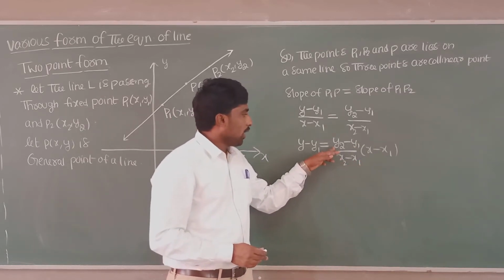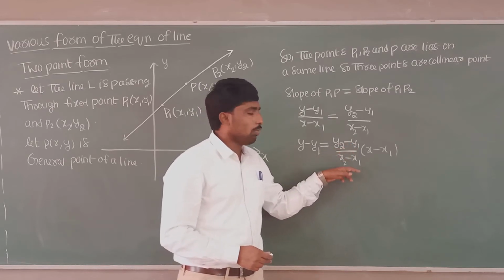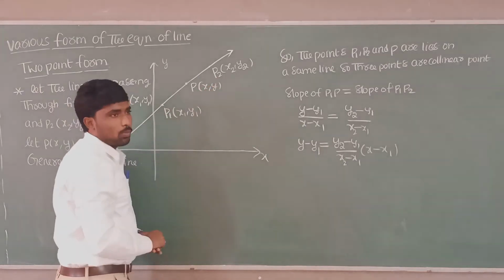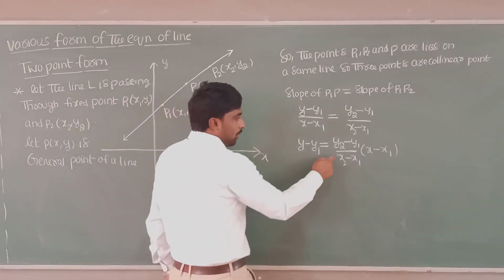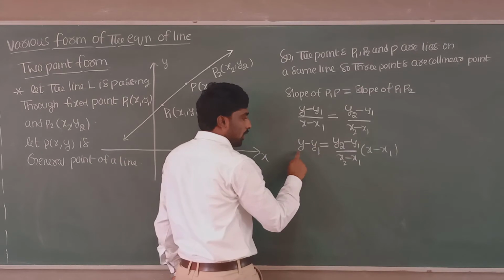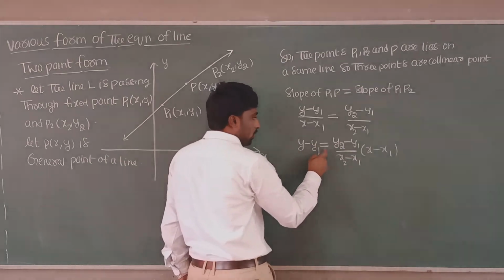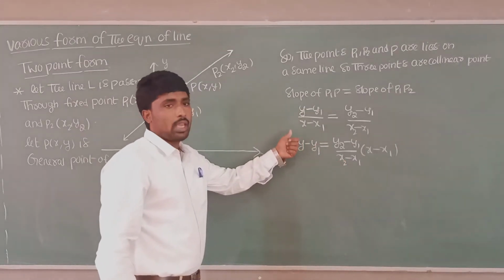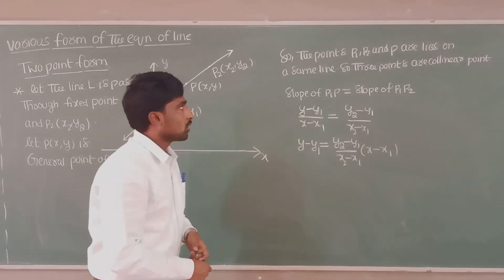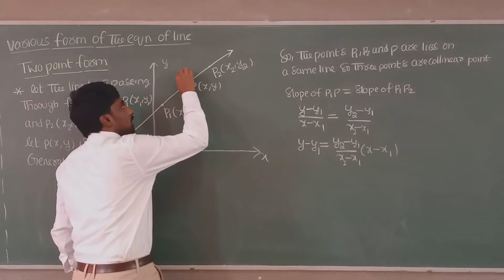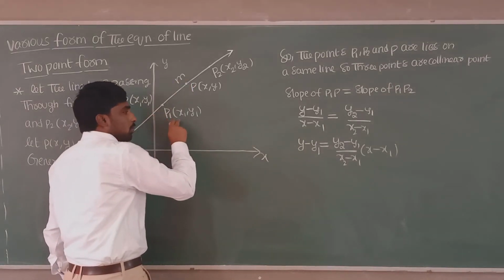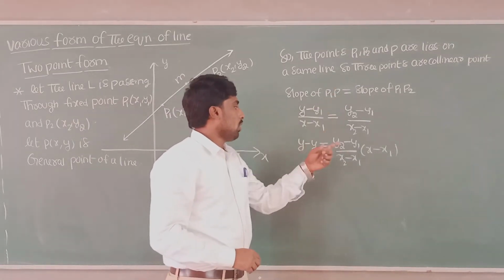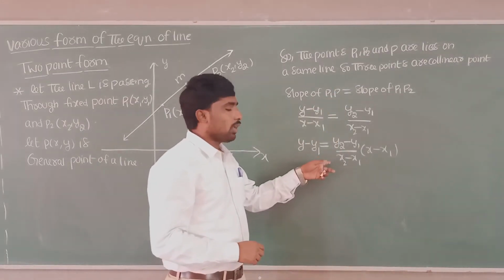Here y2 minus y1 by x2 minus x1 is called the slope of the line passing through these two points. Indirectly, if I take this as m, what will I get? y minus y1 equals m into x minus x1. So this gets converted to the point-slope form. So the equation of a line with slope m, passing through this point, I will directly get the equation. Now finally, the conclusion is this equation of a line.